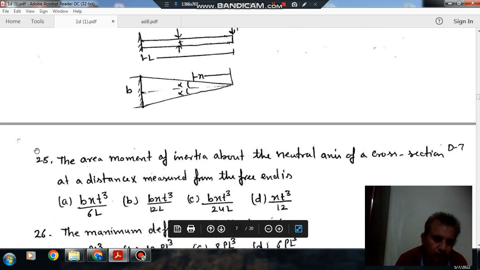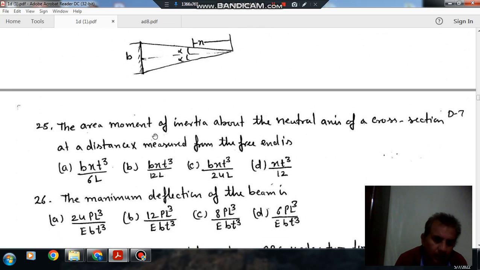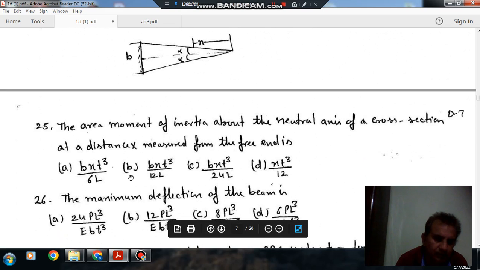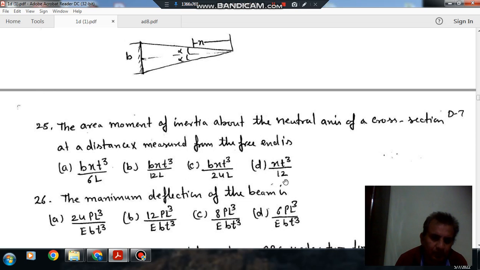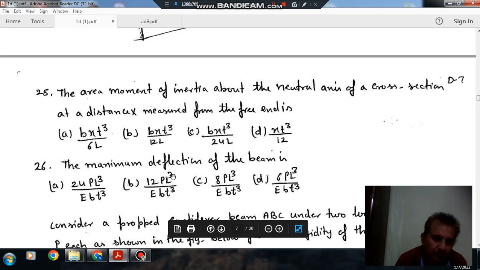The question based on this: the area moment of inertia about the neutral axis of the cross section at x measured from the free end is: option A, bxt cube by 6L; option B, bxt cube by 12L; option C, bxt cube by 24L; option D, bxt cube by 12. Question number 26: the maximum deflection of the beam is: A, 24PL cube by Ebt cube; B, 12PL cube by Ebt cube; C, 8PL cube by Ebt cube; D, 6PL cube by Ebt cube.